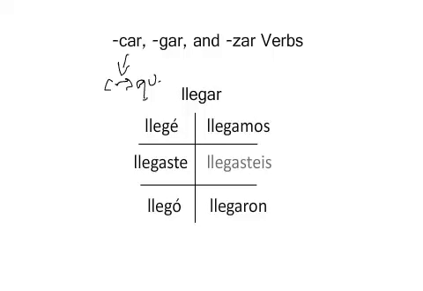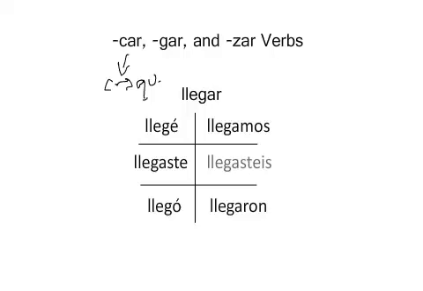Looking at another example, this time a gar verb, we're going to see a very similar thing. Here we have the verb llegar. Notice the G sound. But in the yo form we have llegé. We've changed sounds there instead of G. Then we return to the G sound for all the rest. Llegaste, llegó, llegamos, llegasteis, llegaron.